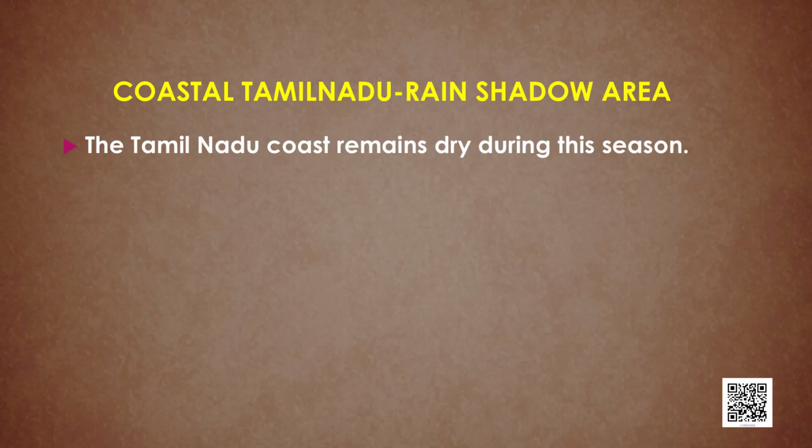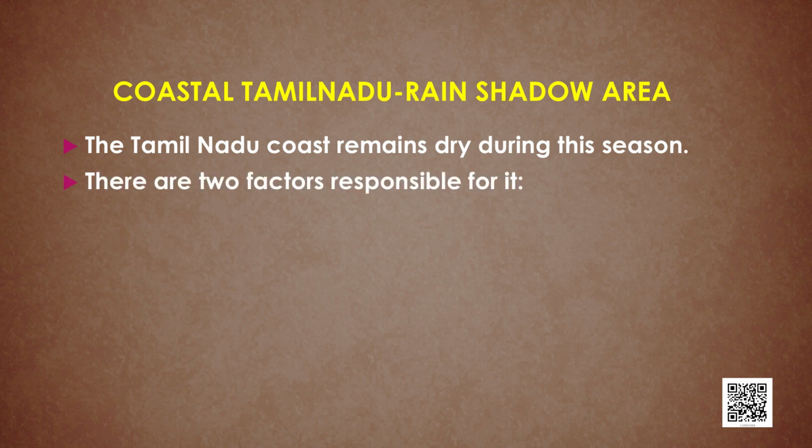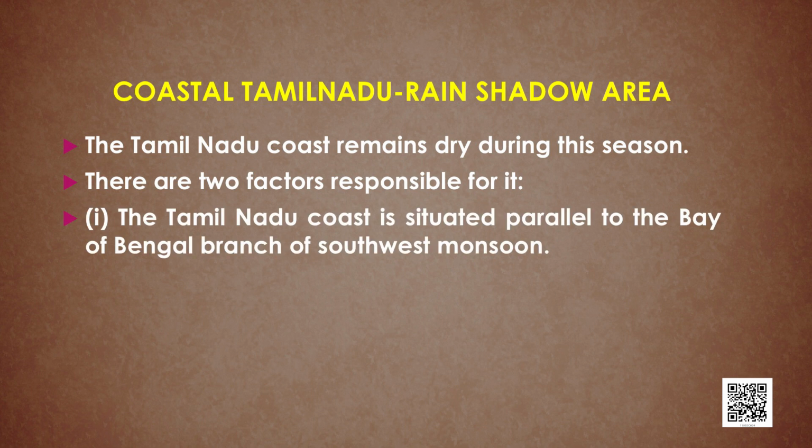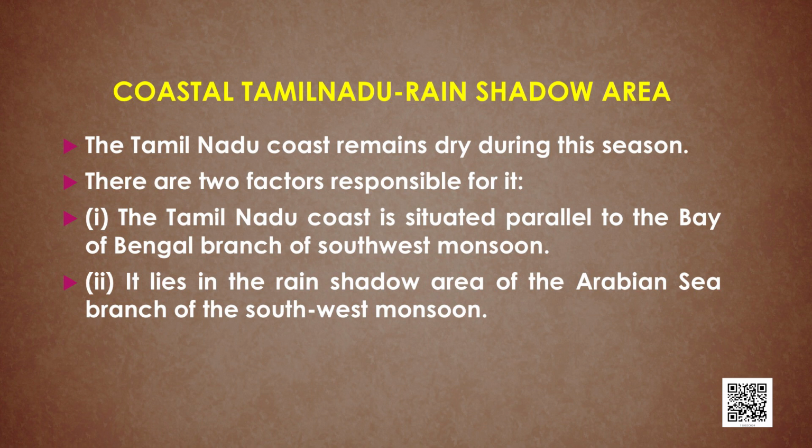So, in this season, when the whole of the country is receiving rainfall because of the relief, the coastal regions of Tamil Nadu, especially the Coromandel coast, become a rain shadow area. Why? Because there are two factors responsible for it. The Tamil Nadu coast, or we can say the whole of the Coromandel coast, is situated parallel to the Bay of Bengal branch of the southwest monsoons. It lies in the rain shadow area of the Arabian Sea. That means the branch does not strike here, so this part usually remains dry. Do remember, we will be talking about this rain shadow area and the Coromandel coast in the retreating monsoon season.